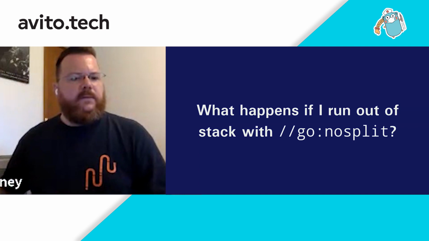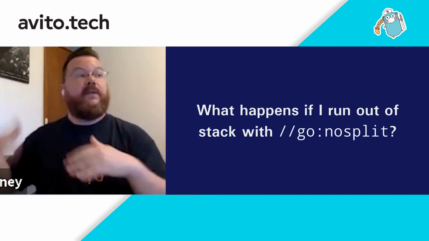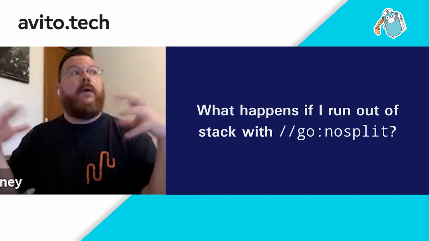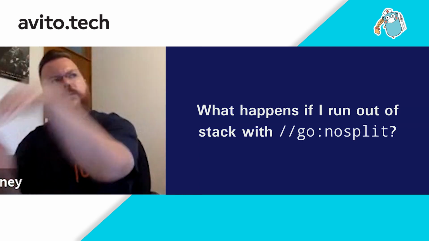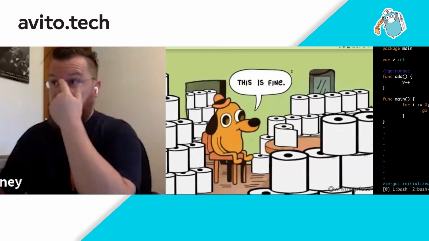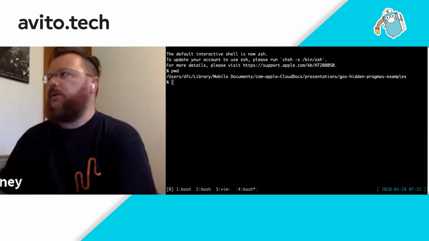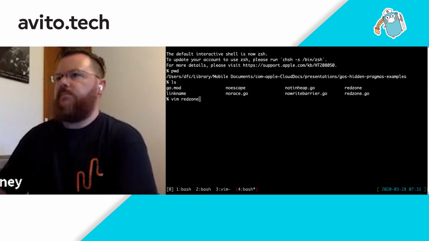This applies recursively. So if you have a bunch of no-split functions, each calling each other, the compiler during compilation will keep track of, is it possible that this path through that compilation will run out of space? So let's have a look at an example of that. Just quickly get out of here. Where is my example? Red zone.